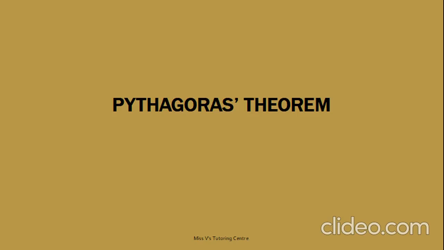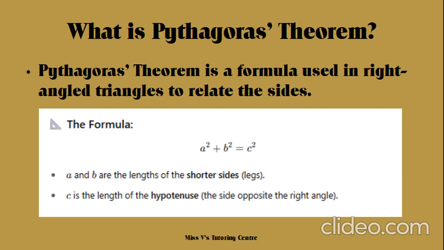We are going to have a look at Pythagoras' theorem. Pythagoras' theorem is a rule in maths that helps you find the length of a side in a right-angled triangle. A right-angled triangle has one angle that is exactly 90 degrees, like the corner of a piece of paper. So if you know the lengths of the two sides, you can find the third.